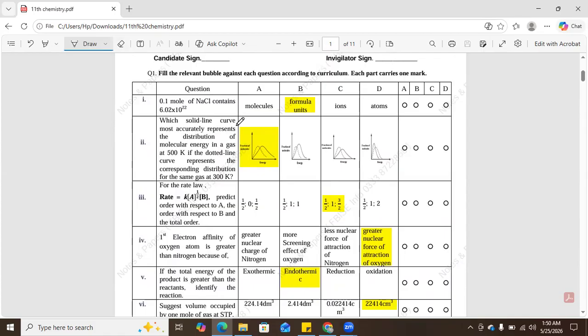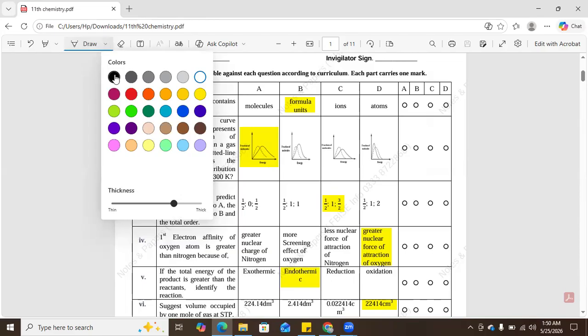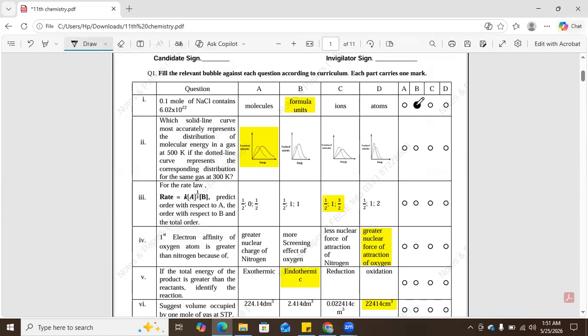Which solid line curve most accurately represents the distribution of molecular energy in a gas at 500 Kelvin if the dotted line curve represents the corresponding distribution for the same gas at 300 Kelvin? So this is the right graphical representation for this phenomenon. And you have to select the right bubble. For example, if this is B, the correct one, you can fill the B bubble with a marker or pen. If this is A, you have to fill A.